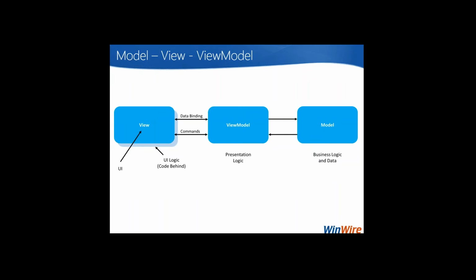Now let's talk about how you're going to architect a Forms application. The recommended architecture for Forms would be MVVM, which is model, view, and view model. I'm going to talk a little more about what a view, a view model, and a model are. A view, as we talked about, is nothing but your presentation layer. It contains all your UI elements and your UI logic.